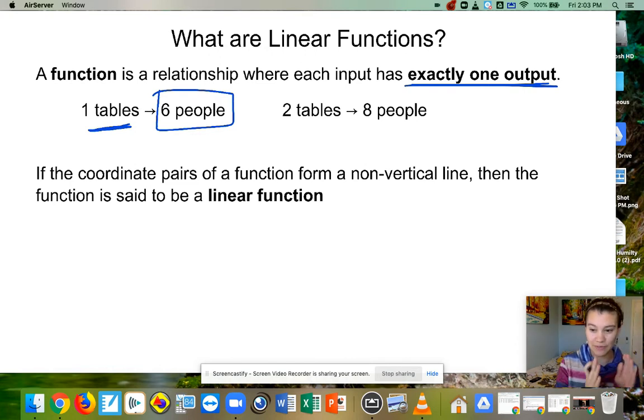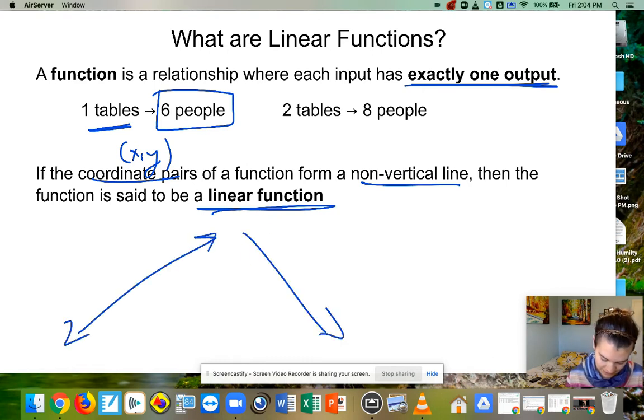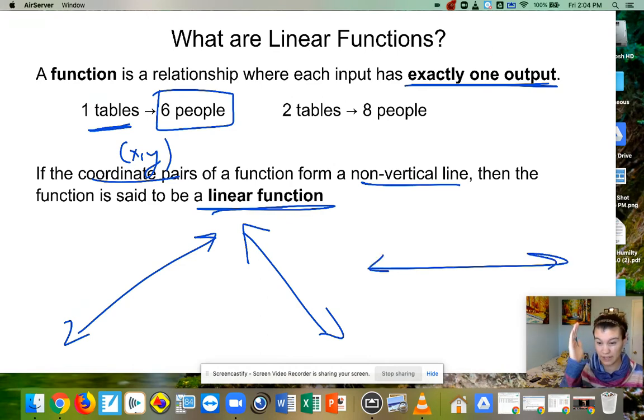So every time you start with one thing, you get only one thing back out. If the coordinate pairs of a function, so the coordinate pairs are our x, y, form a non-vertical line, then it's a linear function. So linear function means a line function. You're going to have something that looks like this, or like this. So you just can't have a straight up and down line if you're going to be linear.